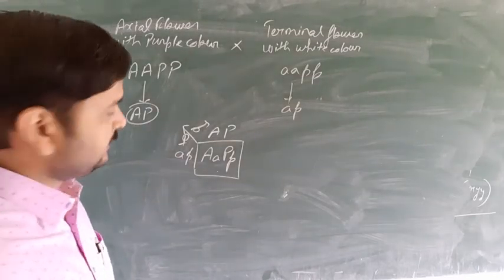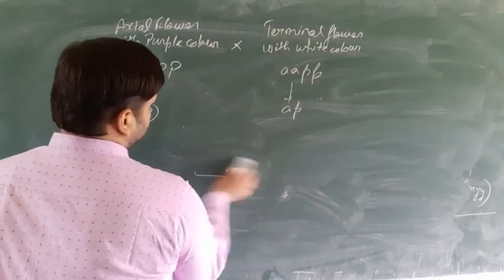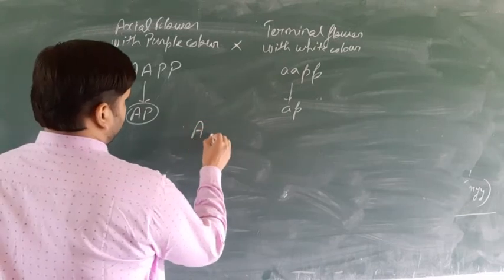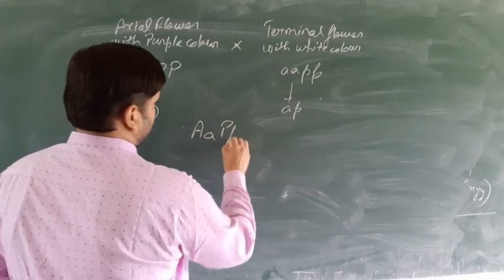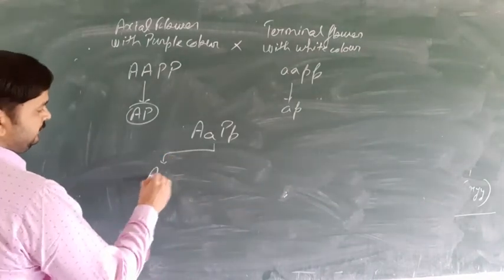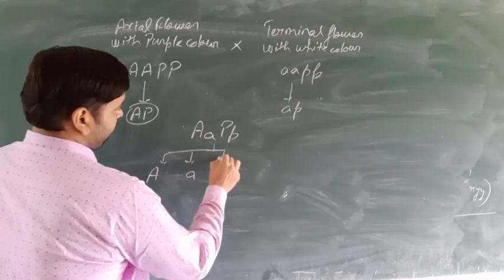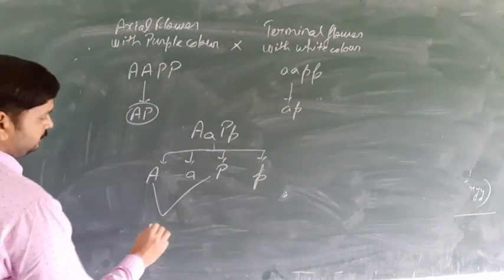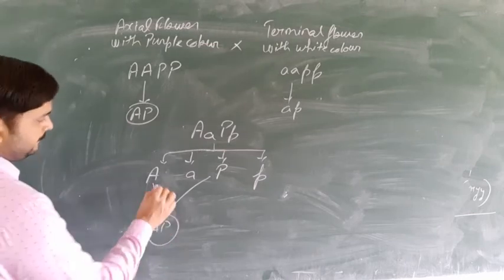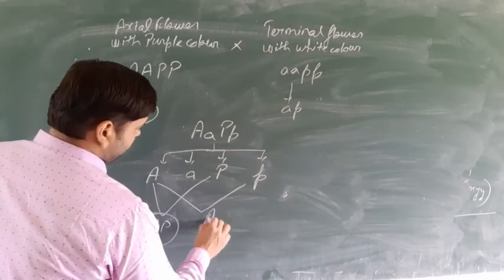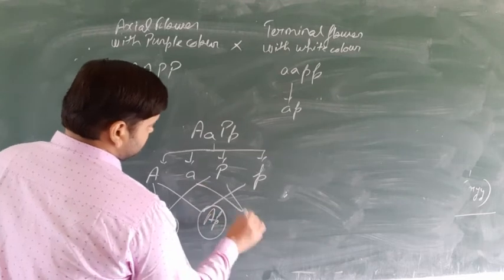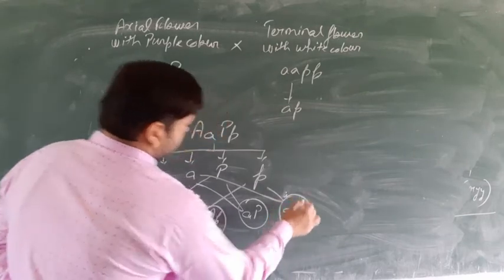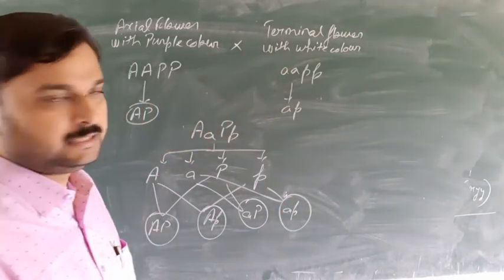The second question they are asking is the possible combination of gametes at F1. So the method I told you, separate all of them: capital A, small a, capital P, small p. One will be capital A, capital P, another will be capital A, small p, this one is small a, capital P, and then small a, small p. So these are the possible combinations of gametes in the F1.